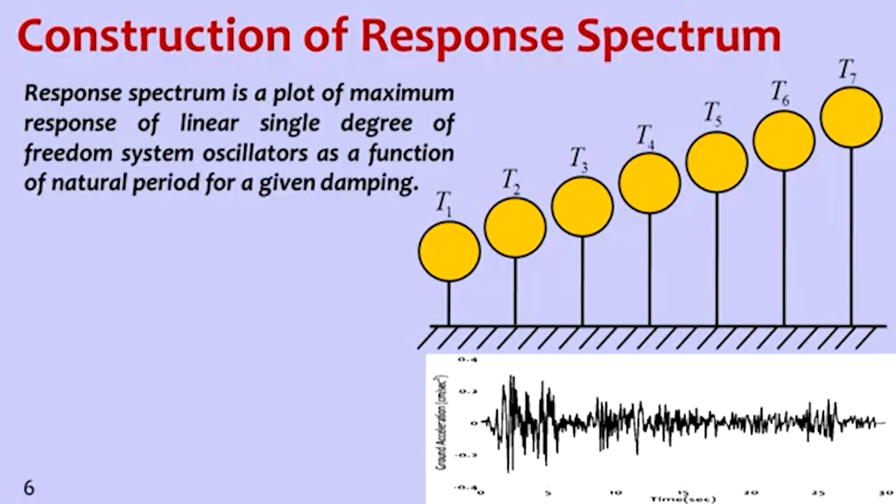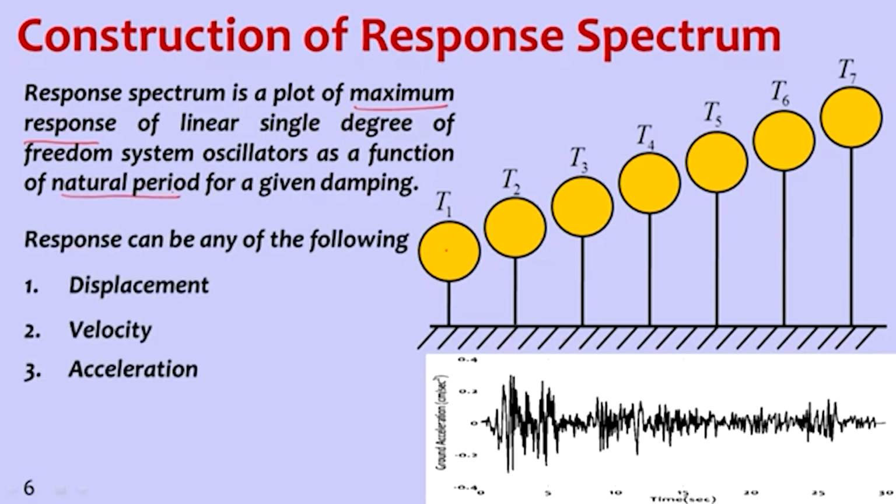We already studied how to find the response of a structure to a given random motion by using numerical techniques. We can use either Newmark's technique or the central difference method, and then find the response of this linear single degree of freedom oscillator. Second one, third one, like that, we find the response of all oscillators. So the response spectrum is a plot of the maximum response of linear single degree of freedom oscillators as a function of natural period.